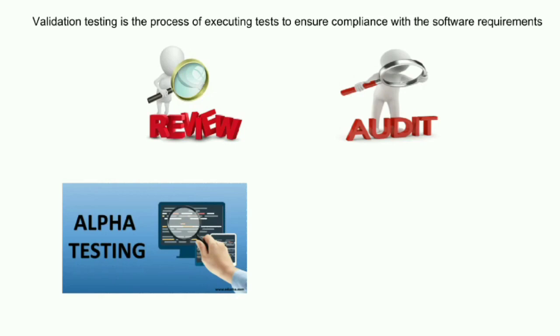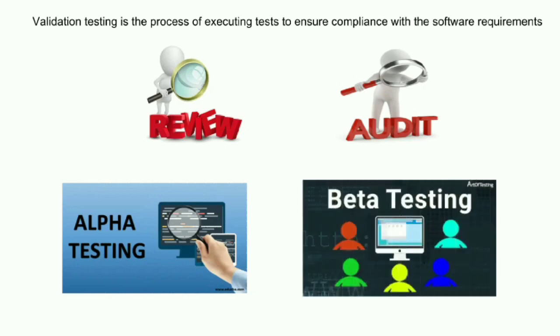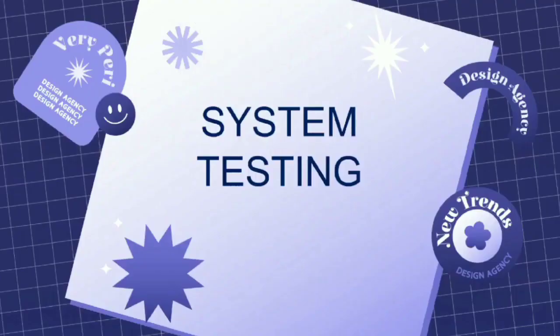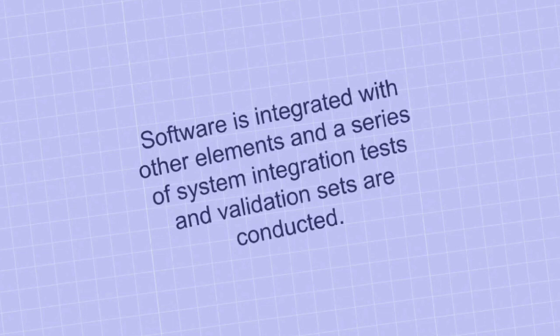Alpha testing. Alpha testing is conducted at the developer's site by a customer. Developer records errors and usage problems. It is conducted in a controlled environment. Beta testing. Beta testing is conducted at one or more customer sites by the end user of the software. Customer records all problems. Developer is not present during beta testing. System testing. Software is integrated with other elements and a series of system integration and validation tests are conducted. This is known as system testing.